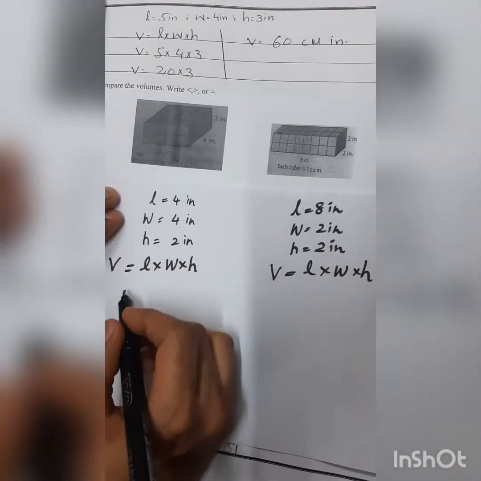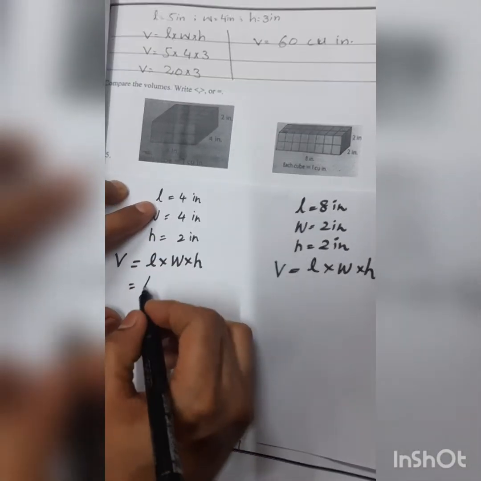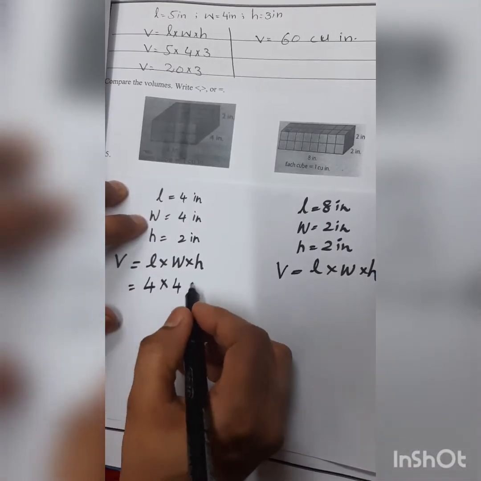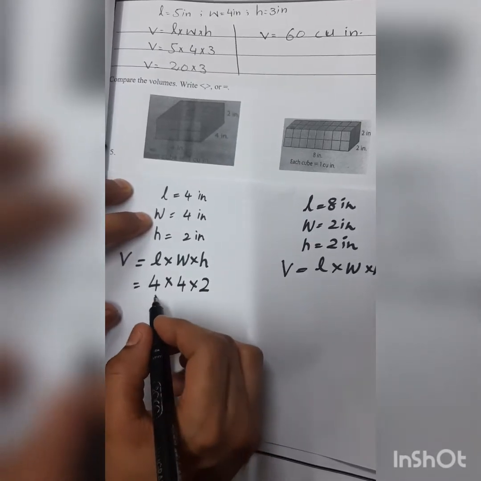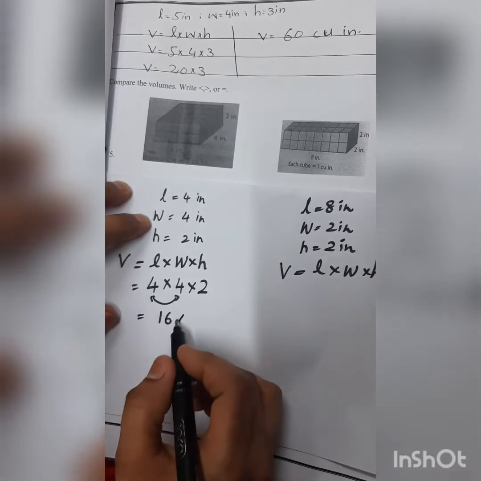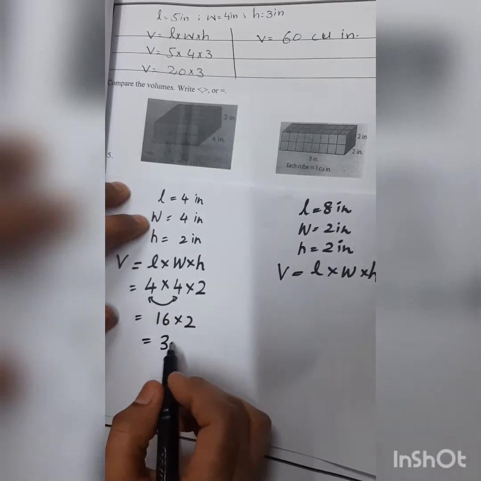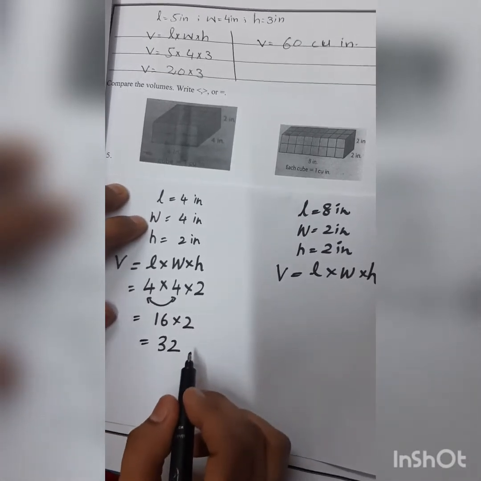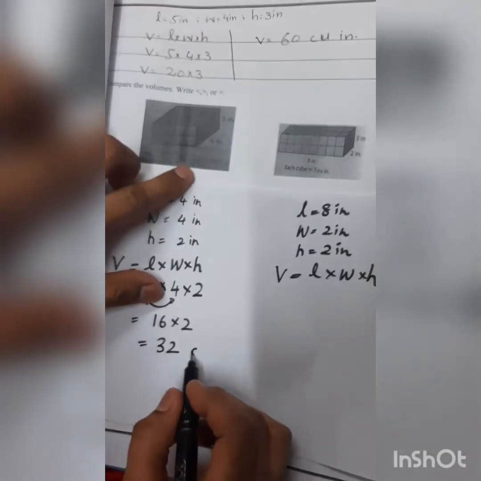Now I am just putting in the values. The length is 4, the width is 4 and the height is 2. I'm multiplying these numbers. 4 times 4 gives you 16. 16 multiplied by 2 gives you 32. Don't forget to write the units. What is the unit? Cubic inches.